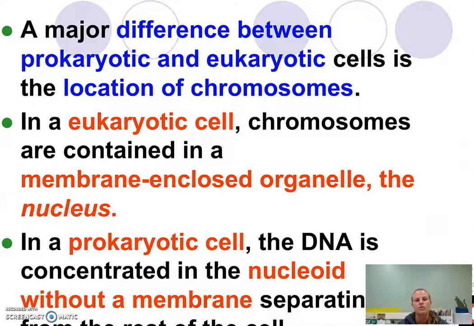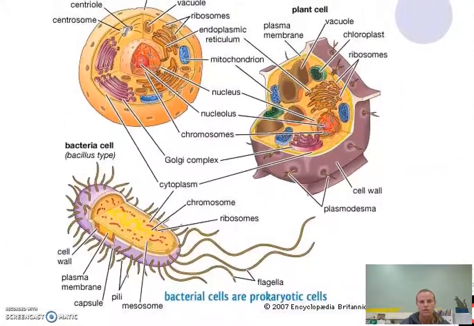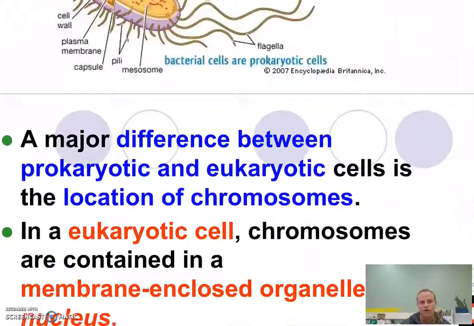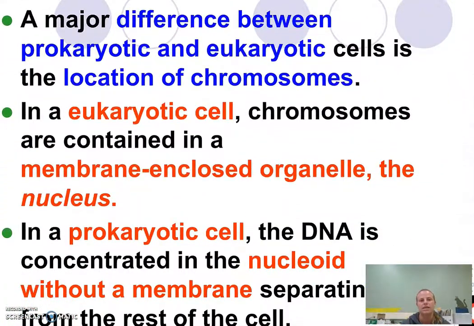So the location of those chromosomes is going to be different between prokaryotic and eukaryotic cells. In eukaryotic cells, I'm going to have a nucleus that's going to contain my chromosomes that are surrounded by a nuclear envelope. However, in my prokaryotic cells, my chromosomes don't fall into an enclosed area. They are found in what's known as the nucleoid region.